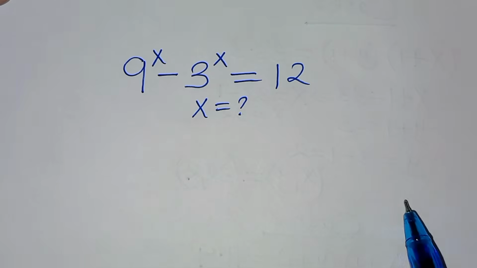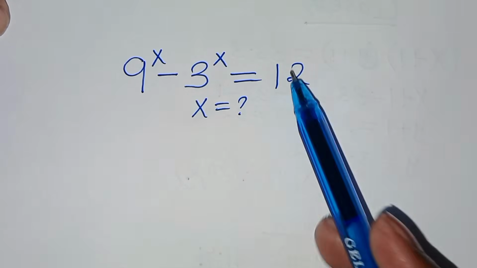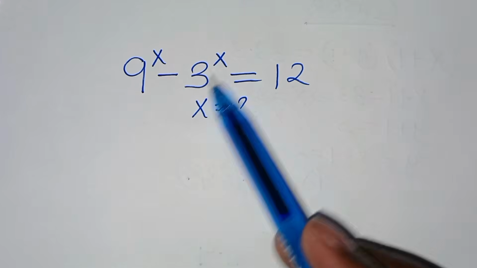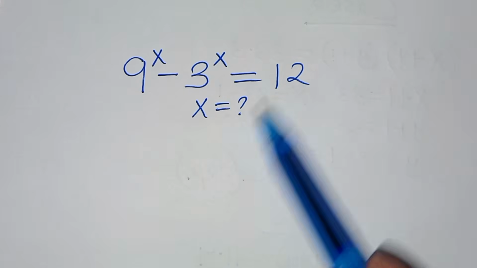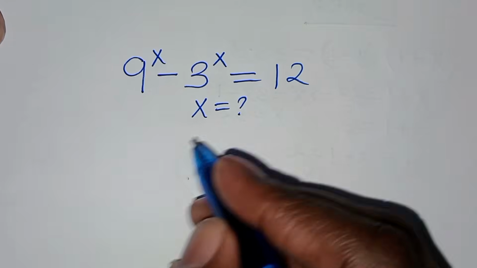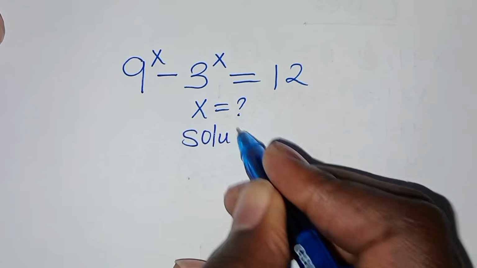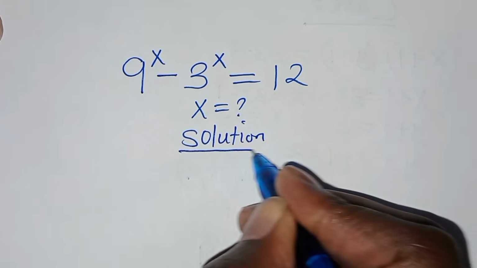You're welcome to solve this nice exponential problem, which is 9 to power x minus 3 to power x, and this is equal to 12. So what is the value of x? Now, let's present the solution here.